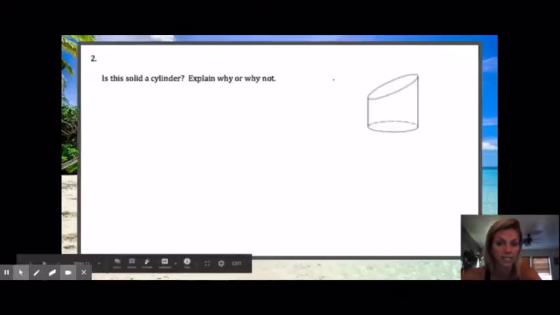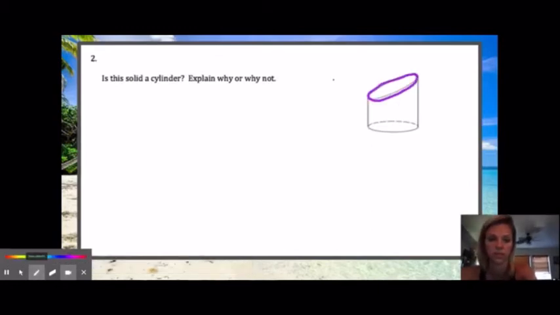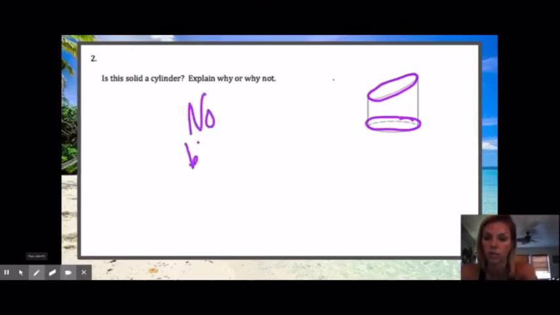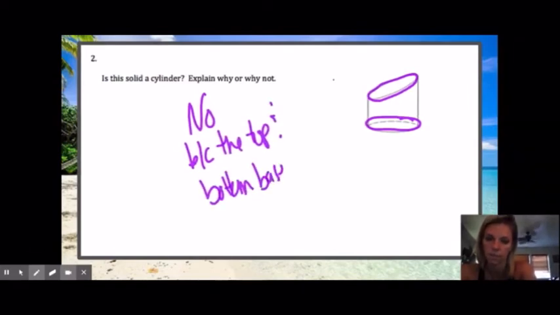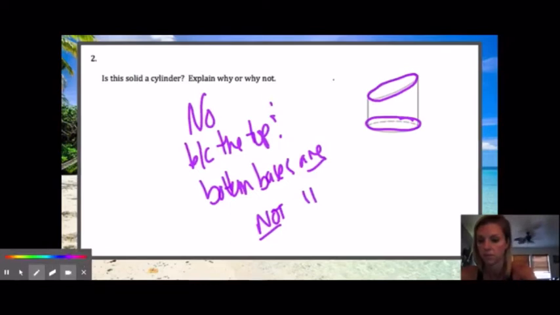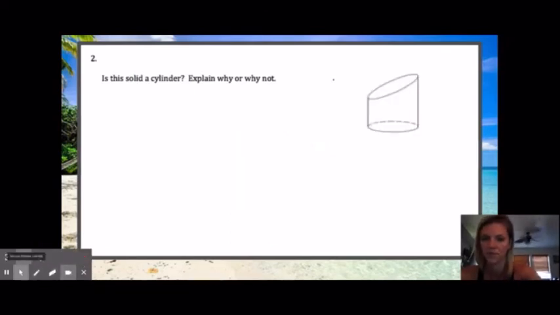So let's say, is this a cylinder? Well, it has circular bases, right? That's a circle and that's a circle. But what else is the requirement? To be a cylinder, the top and bottom have to be congruent and parallel. Are these circles parallel? No. So this is not a cylinder because the top and bottom bases are not parallel. Sorry, terrible handwriting. You're used to it. Okay?